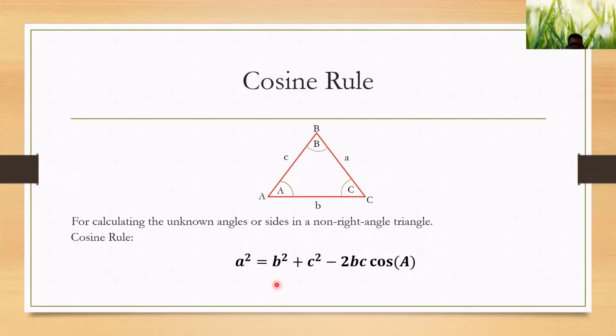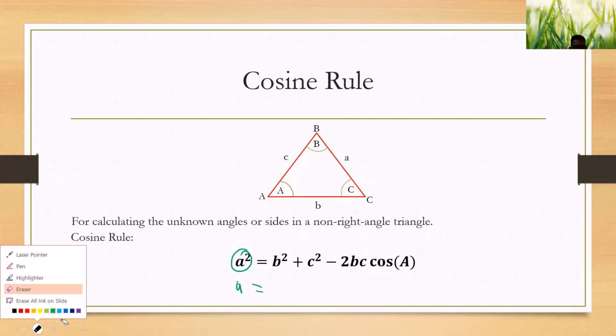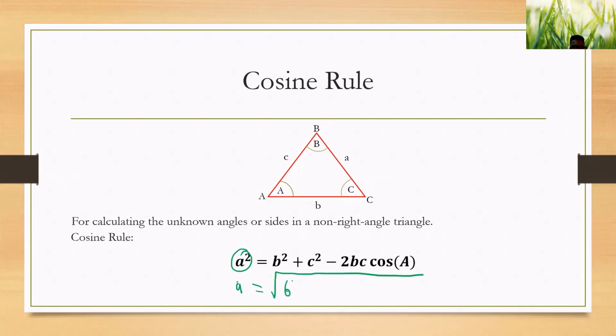Now, you will have a formula sheet, but I can tell you it's actually not that difficult to remember if you've been doing it enough times. And also, I'm going to show you something that can help you to remember it easily. Right? So, looking at this formula, there's two ways you can remember this formula. You can either remember it with the a being squared, or with the a being unsquared. So instead of having a being squared, you transpose the square and it becomes a equals the square root of b squared plus c squared minus 2bc cos A.